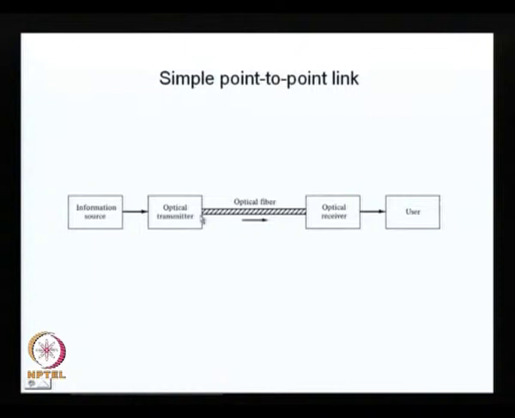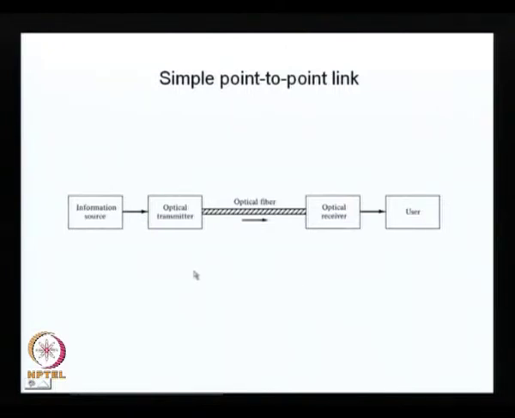Then the optical signal is connected to optical fiber, and the signal travels. On the other side, the signal is detected by a photodetector, given to electronic circuits, amplifiers, decision makers and so on, and then you can generate your information back on the receiver side.